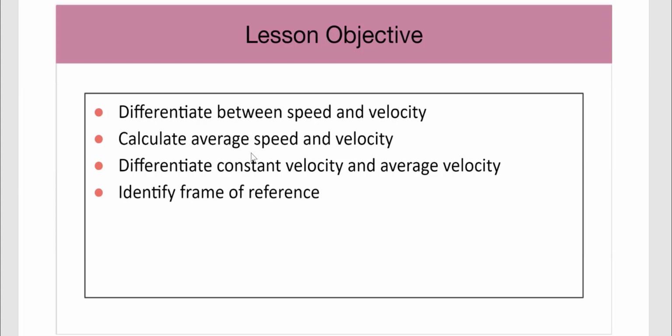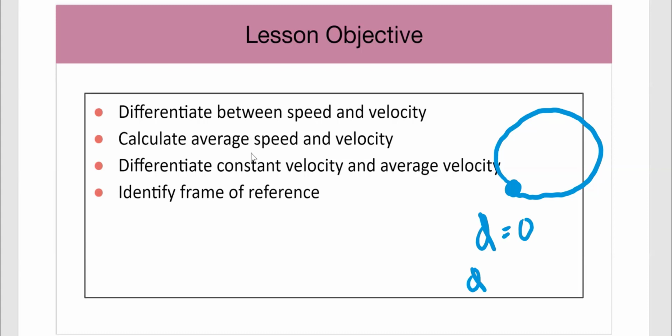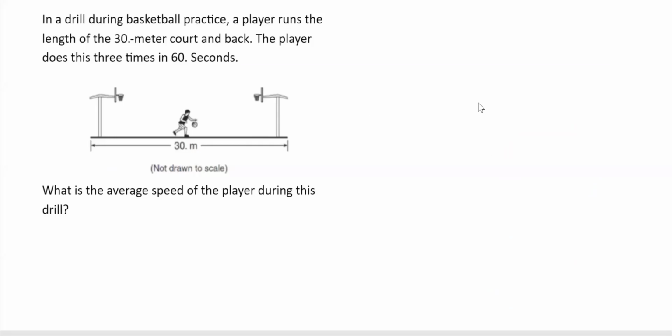So for argument's sake, if you were to run around the block, and then you stopped where you started, your displacement is 0. Therefore, your average velocity is also 0 because you stopped where you started. Things like that. Let's move on to some practice problems.